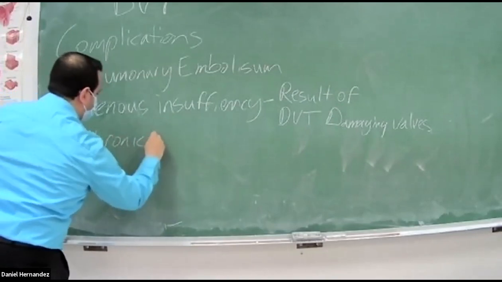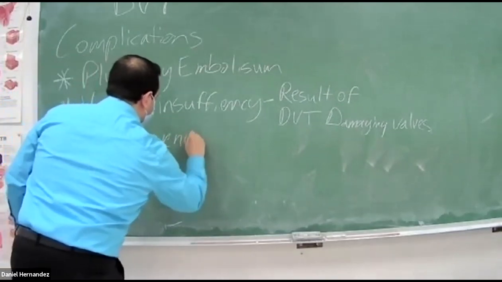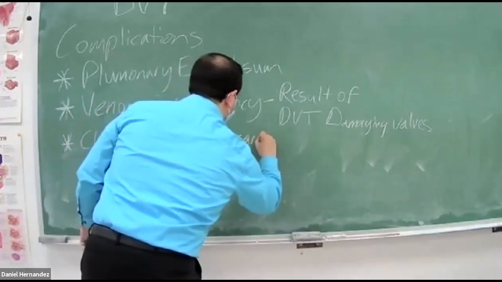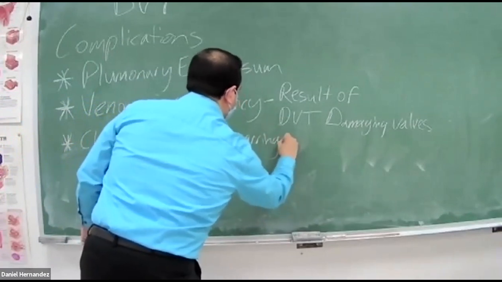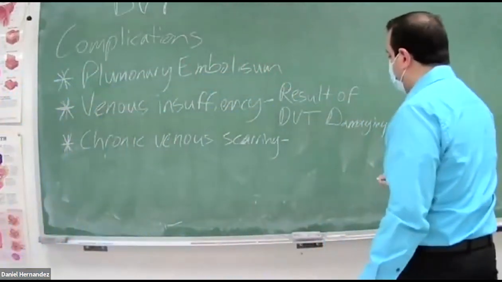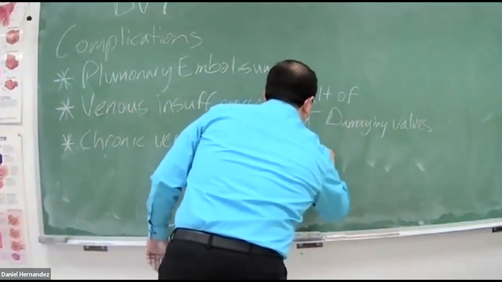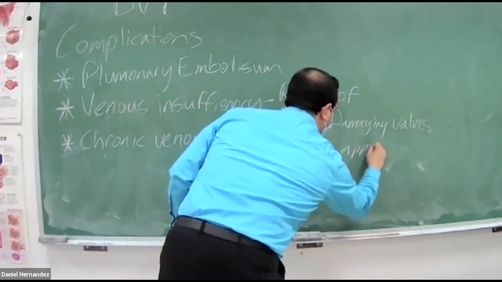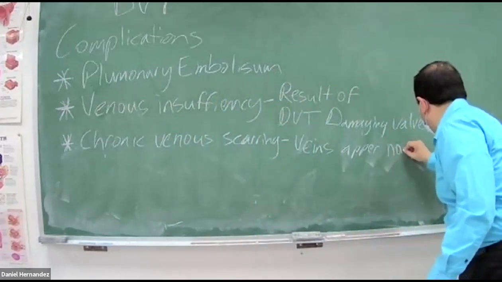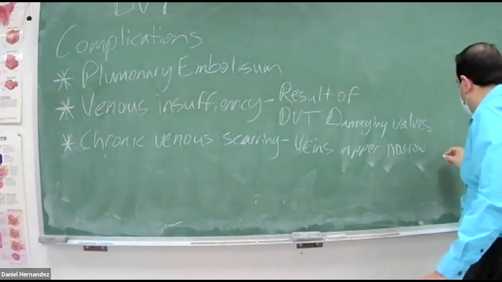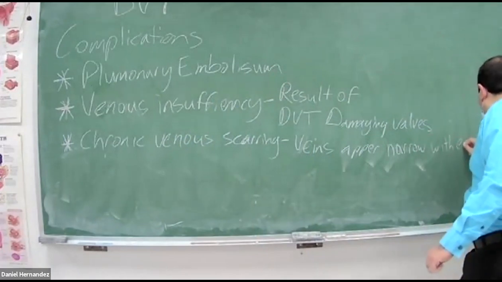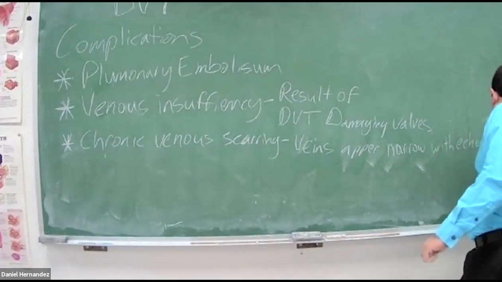Can have chronic venous scarring. Veins appear narrow with echogenic walls.